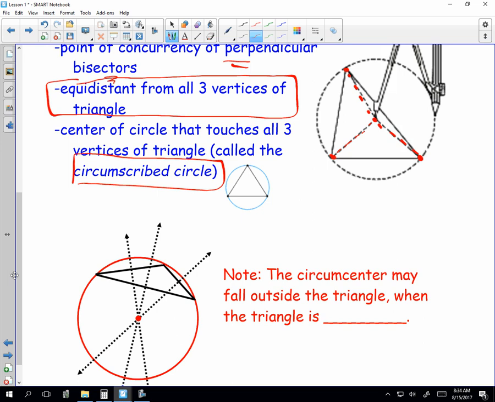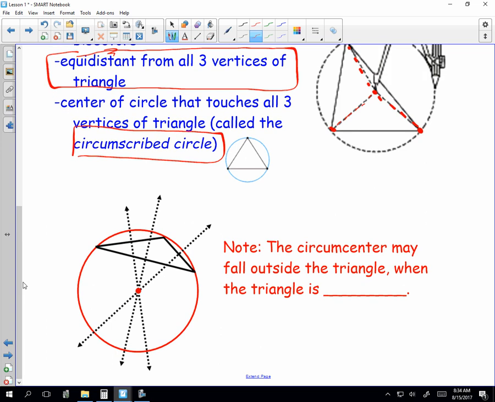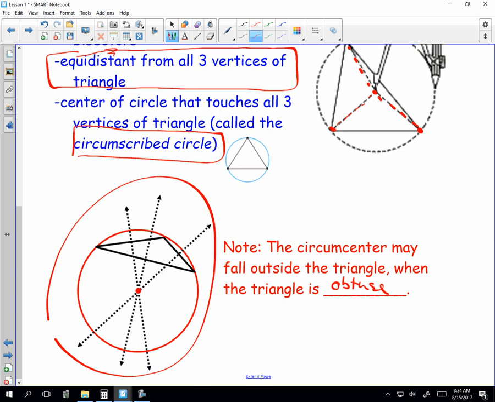Now, one thing to know, looking at this last picture here at the bottom, the circumcenter may be outside of the triangle when the triangle is obtuse. So if we have an angle greater than 90 degrees, that's going to push your circumcenter outside of the triangle, but we are still equal distance from all three vertices. So all three vertices fall on the arc of the circle, or that outside radius.